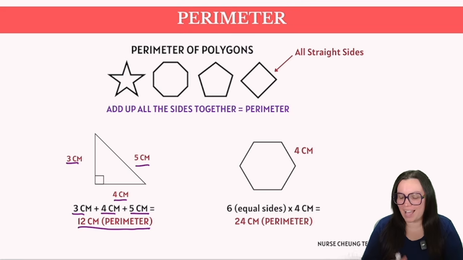In our next example, we have a hexagon, a polygon with 6 equal sides. This hexagon is described as regular, meaning that every single side is the exact same length.